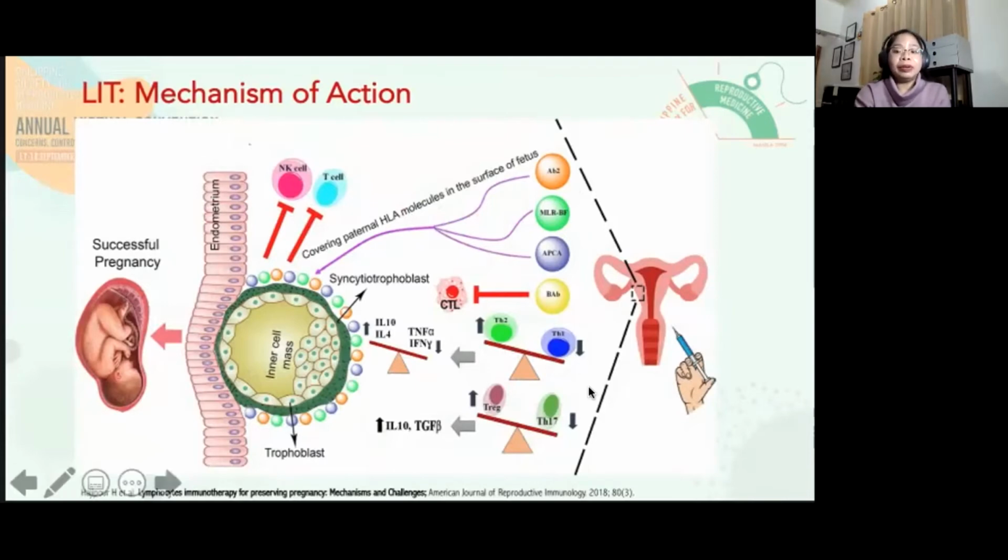Furthermore, LIT also reduces T helper 1 and T helper 17 and increases levels of Th2 and T regulatory cells. These changes lead to an increase in the levels of anti-inflammatory cytokines IL-10, IL-4, and TGF-beta, and a decrease in the pro-inflammatory cytokines TNF-alpha and interferon gamma.